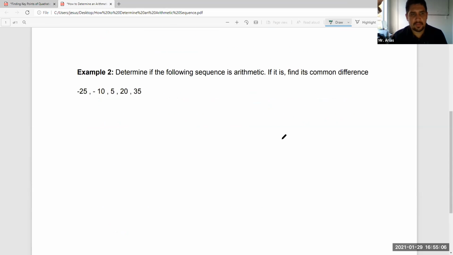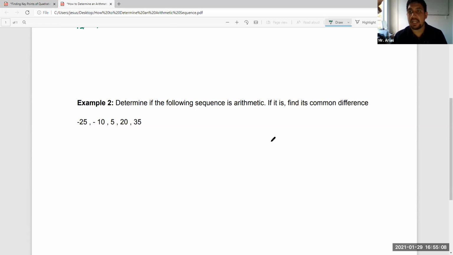Let's do another example. For the second example, we have a combination of negative numbers and positive numbers, but that's perfectly fine. We're going to proceed with the same steps. So again, step one is to determine if we have a common difference or a common increment or any value that's decreasing, even in this case, across all the values in my sequence.